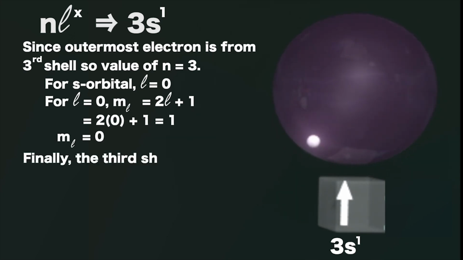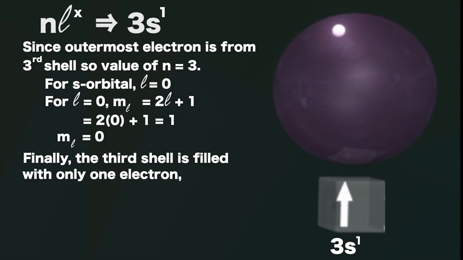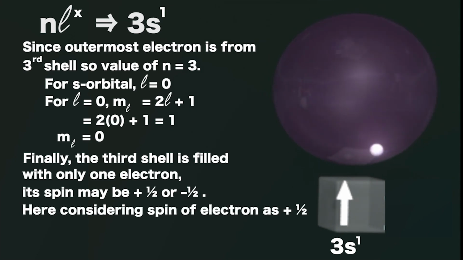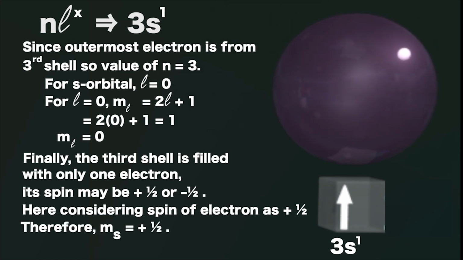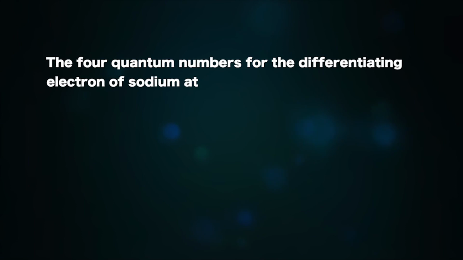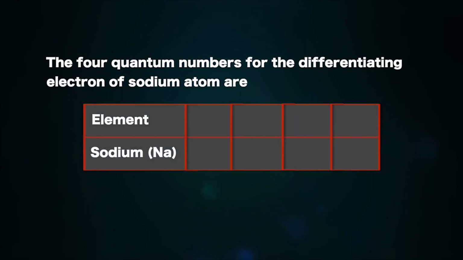Finally, the third shell is filled with only one electron. Its spin may be plus 1/2 or minus 1/2. Here, considering the spin of an electron as plus 1/2, therefore ms is equal to plus 1/2. Thus, the four quantum numbers for the differentiating electron of sodium atom are: the value of n is 3, l is 0, ml is 0, and ms is plus 1/2.